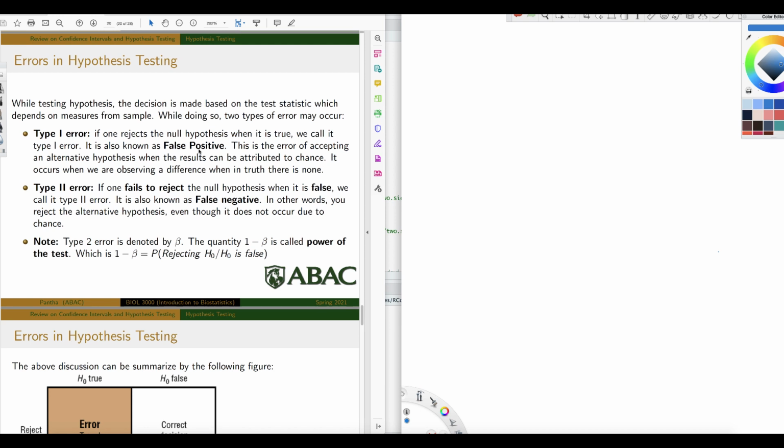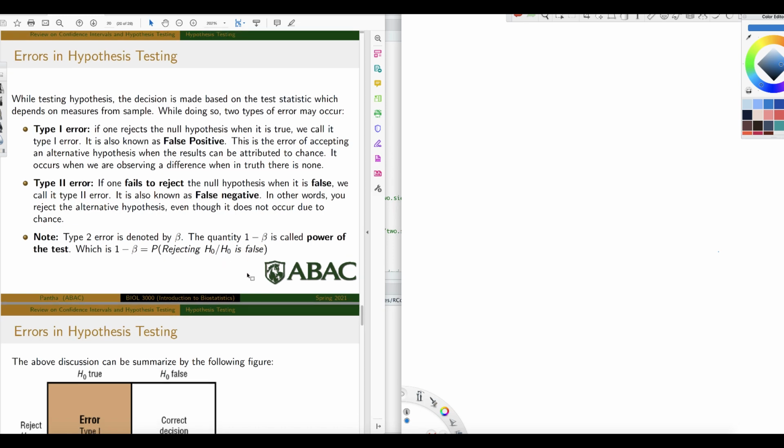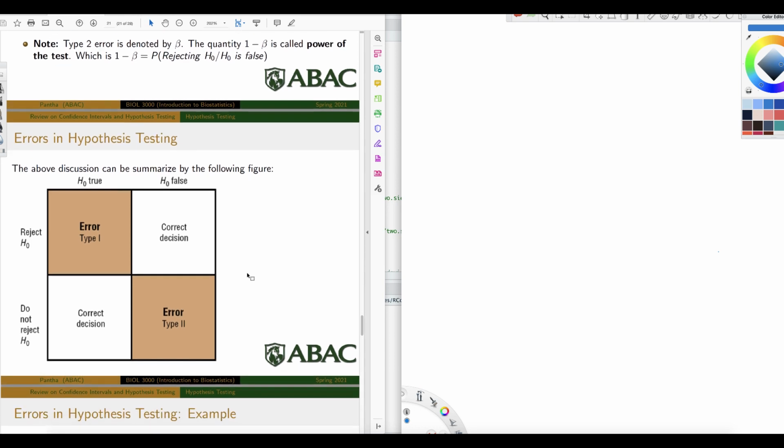So the quantity 1 minus beta. What is 1 minus beta? That is just the complement of beta, right? Beta is failing to reject the null hypothesis when it is false. When the null hypothesis is false, you should be rejecting, but if you fail to reject it, that is the error, called type 2 error. 1 minus beta is rejecting the null hypothesis when it is false, because the complement of failing to reject is rejecting. It is called the power of the test, which is 1 minus beta, the probability of rejecting H0 given that H0 is false.